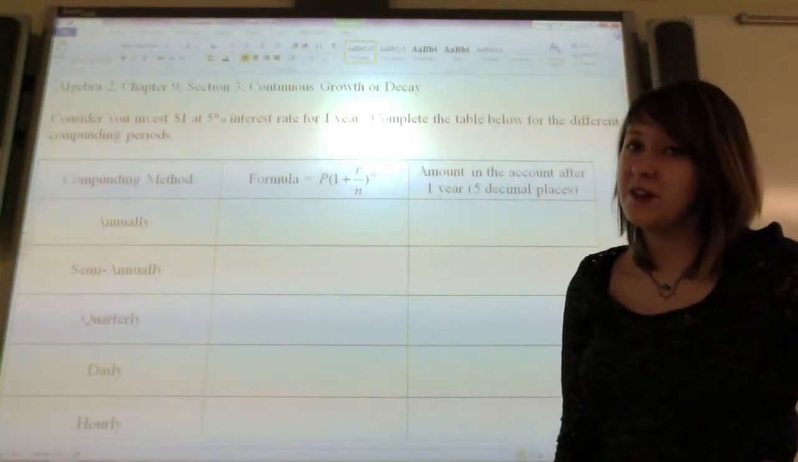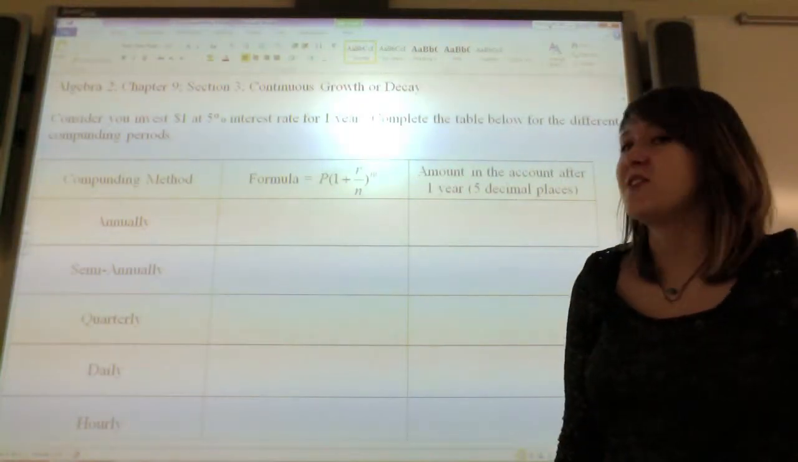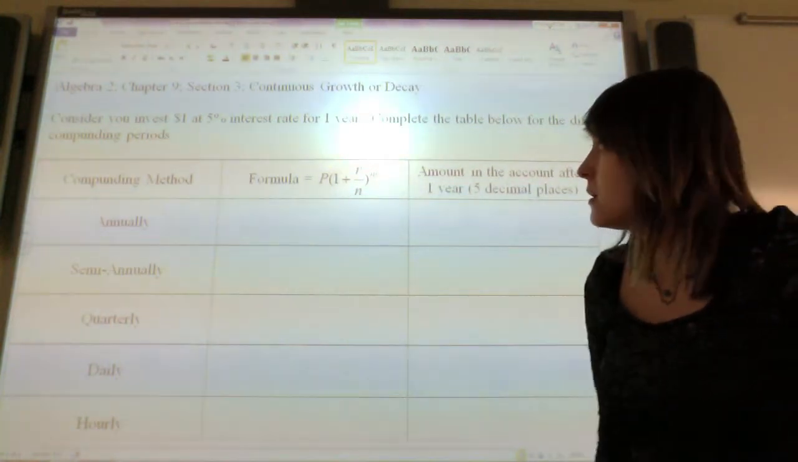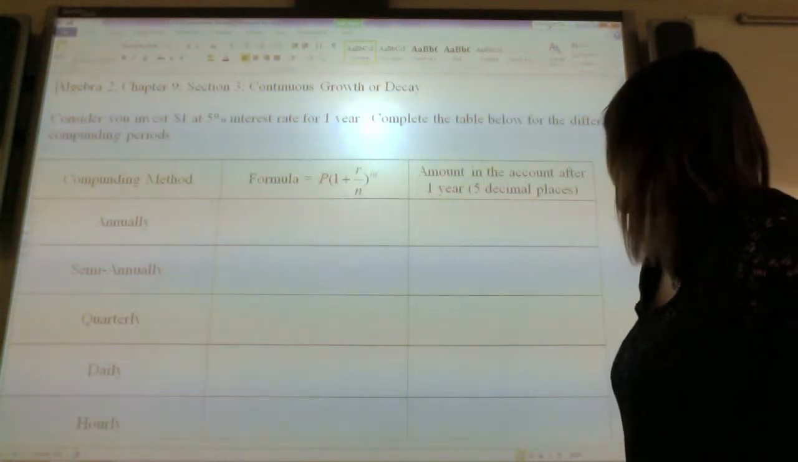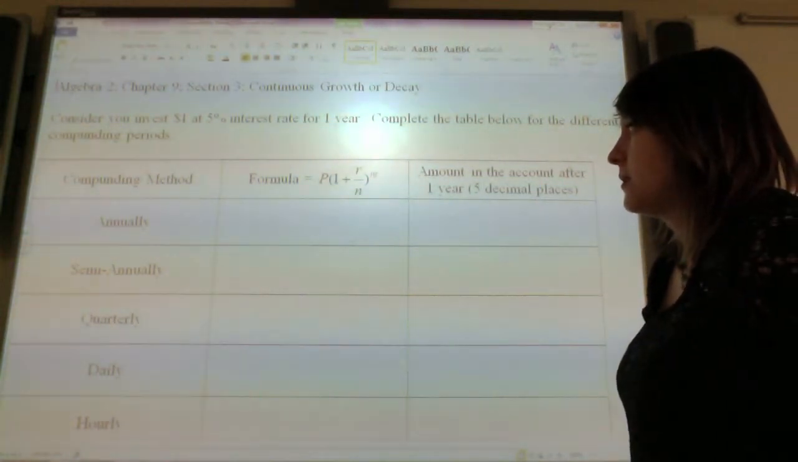Hey guys, today we're going to do section 3, which is on continuous growth or decay. So consider you invest $1 at 5% interest rate for 1 year. Complete the table below for the different compounding periods.